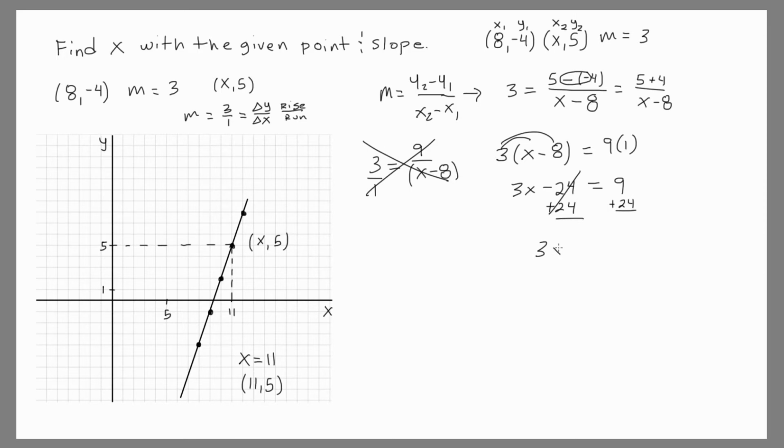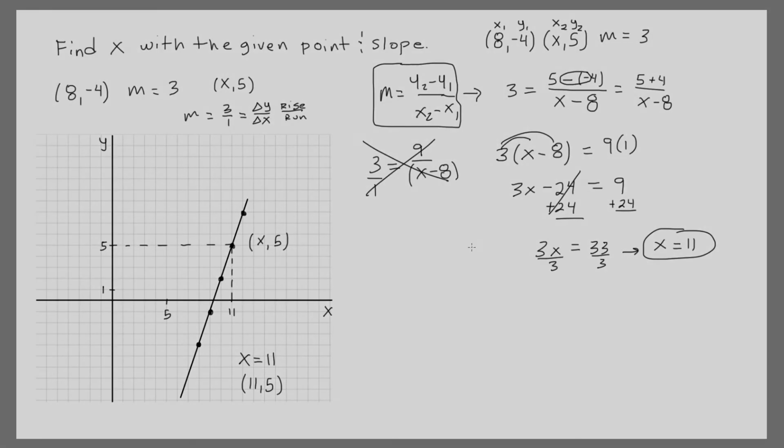This is 3x equals, what's 24 plus 9? That's right, 33. And then we divide by 3, and we get x is equal to 11. And that is the answer that we got previously. So now we have another way of doing it by using the slope formula. Now I'm going to show you one other way.